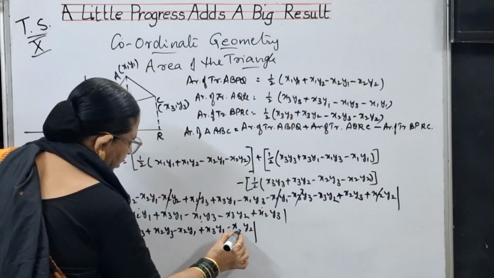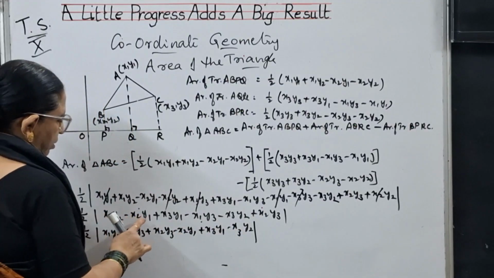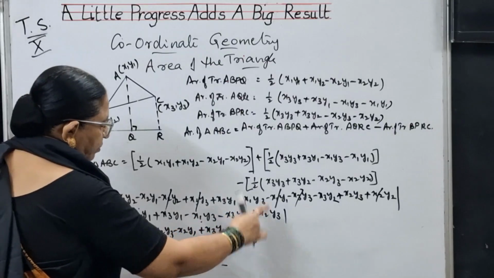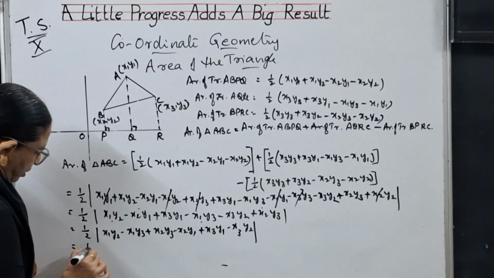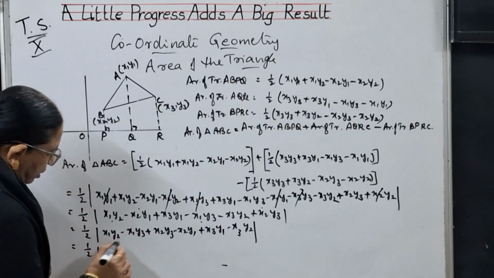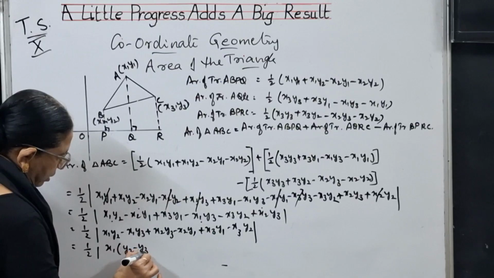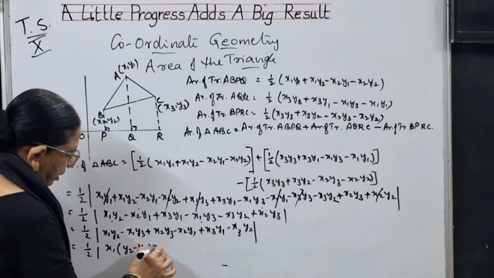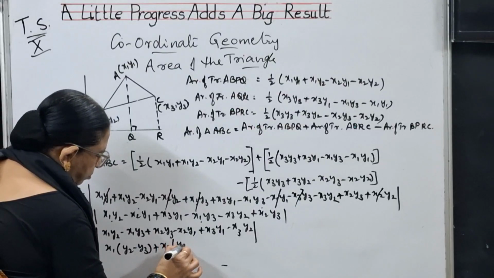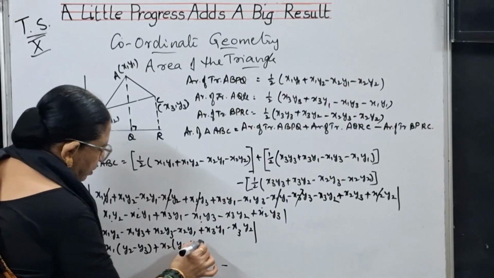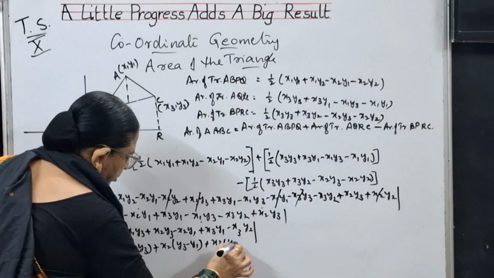So these two I have taken all the values, children. If you want, you can even count 1, 2, 3, 4, 5, 6. All the values I have taken. So what I can do is half modulus. In these, x1 is common: y2 minus y3, plus. In this, x2 is common: y3 minus y1, plus. In this, x3 is common: y1 minus y2.